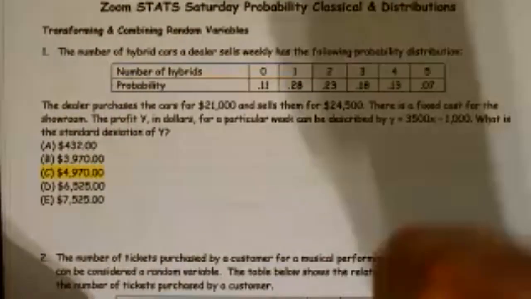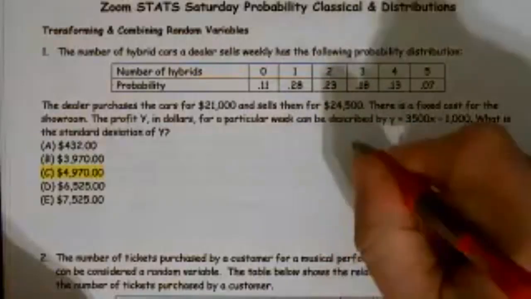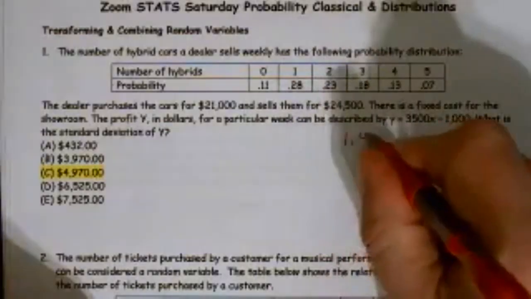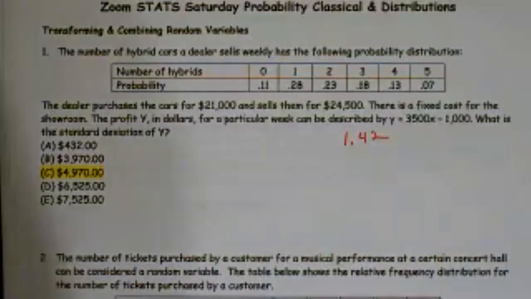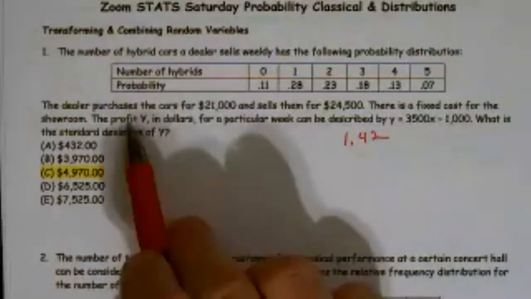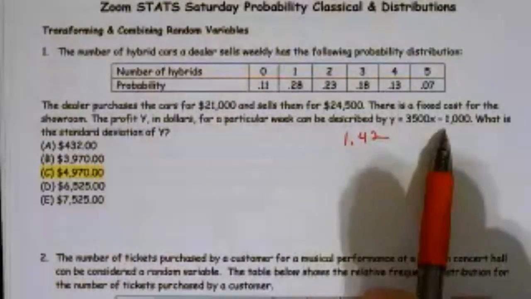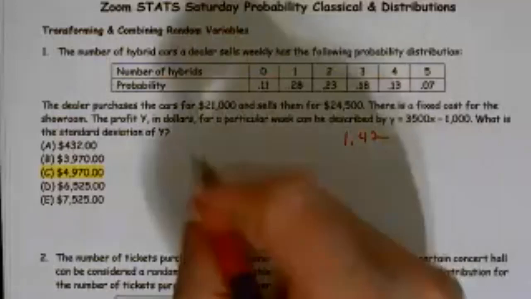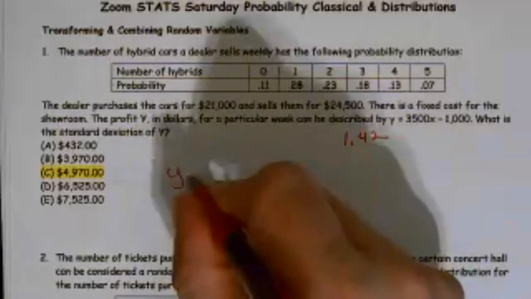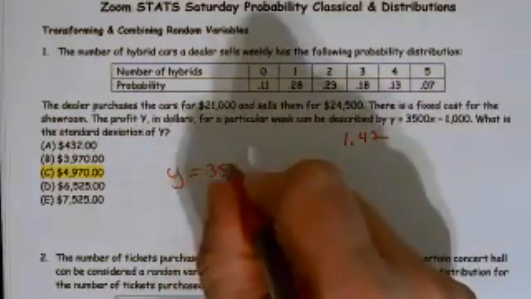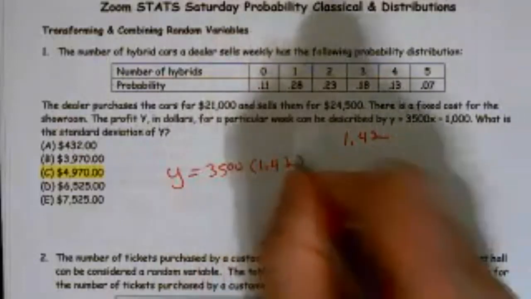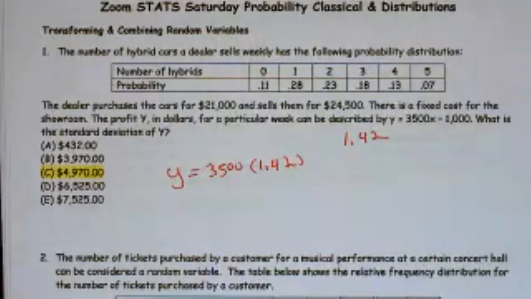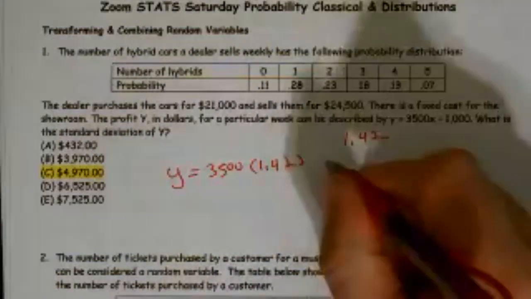All right, so we have the standard deviation of 1.42. And what that 1.42 represents is the number of cars we anticipate selling. But that's not what they're asking for. They're asking for the profit, and the profit has this margin as explained by this. So we go Y equals 3,500 times 1.42, because that's our standard deviation of X, minus 1,000.